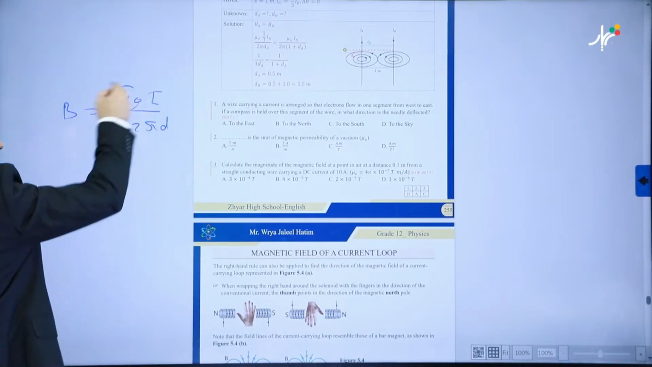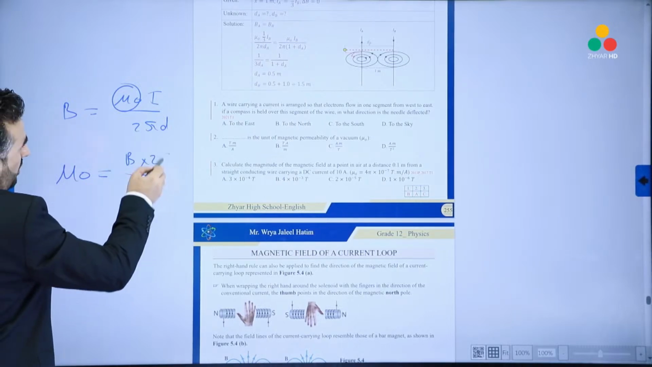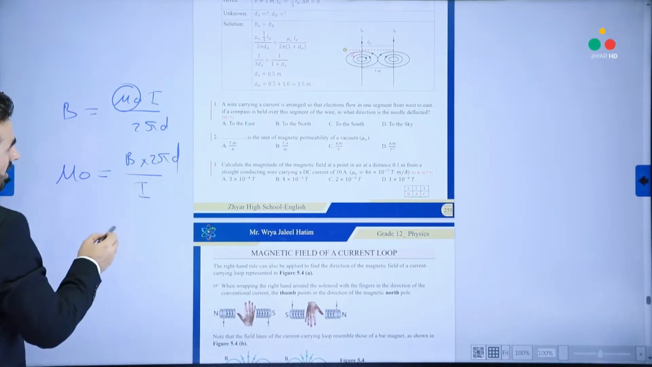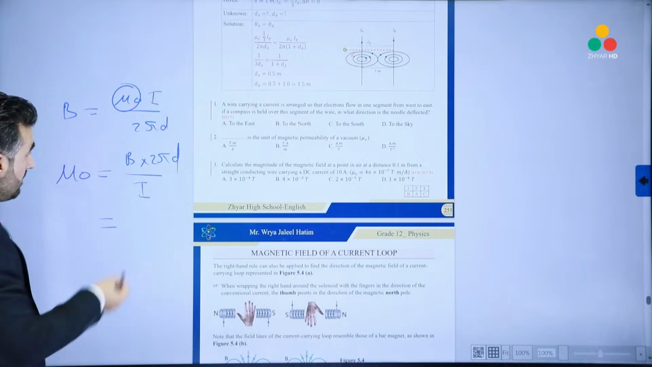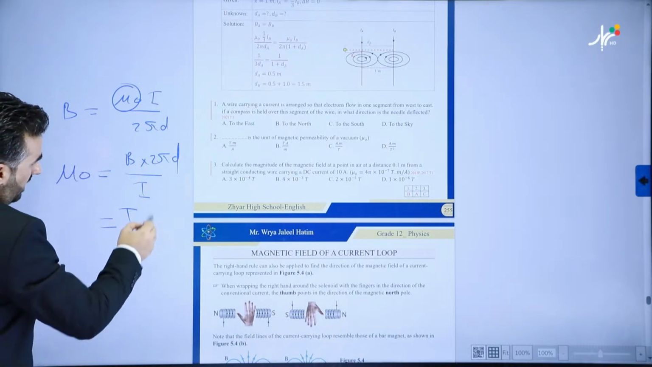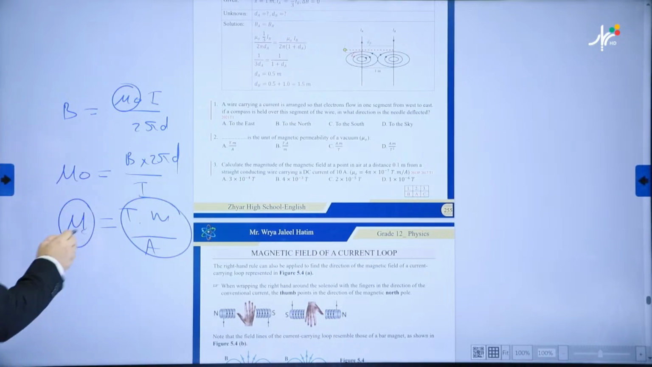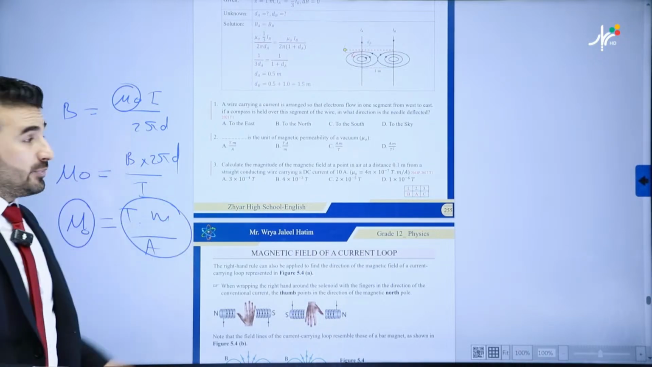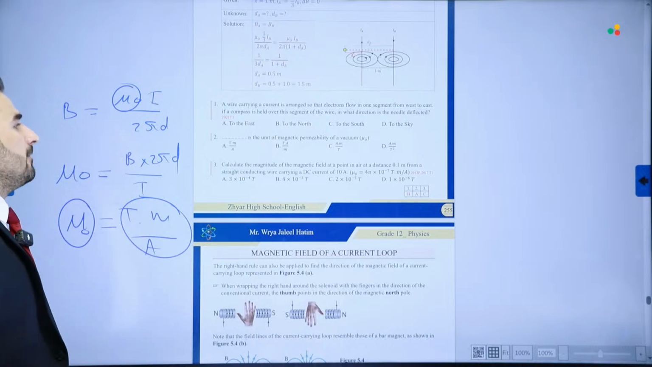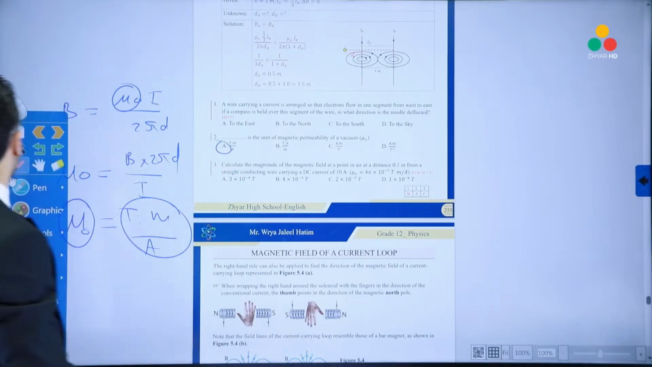So if you didn't know the unit, make this the subject. So mu naught equals B times 2 pi d over the current. B is basically Tesla, d is meter, over the current. And so this is the unit for mu naught. Which one is Tesla meter over ampere? That is A, Tesla meter per ampere.